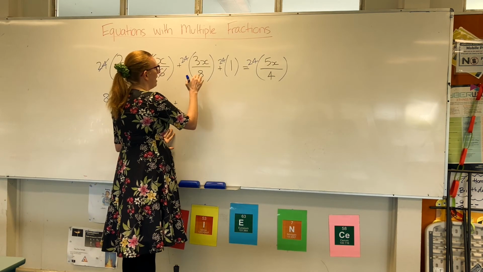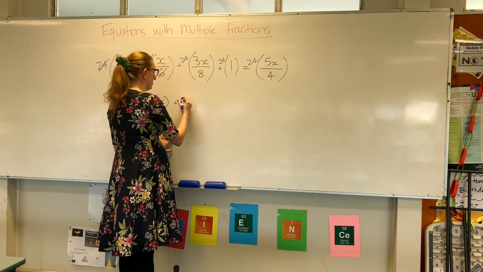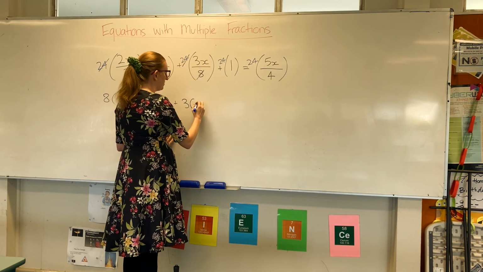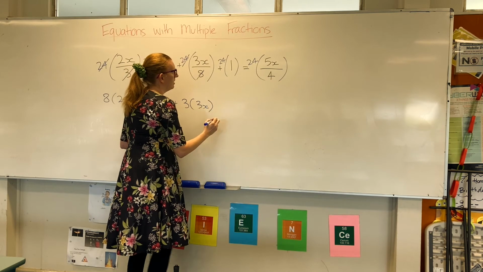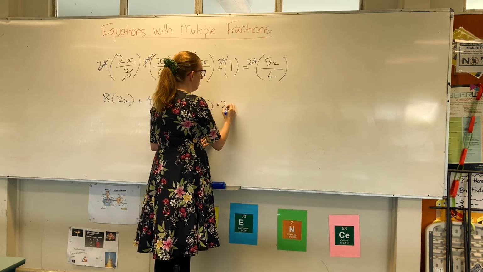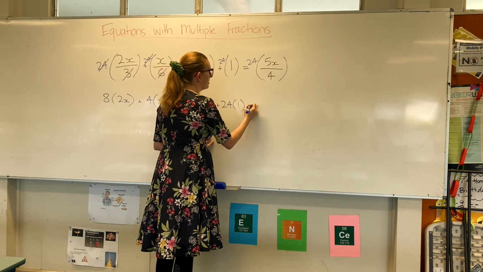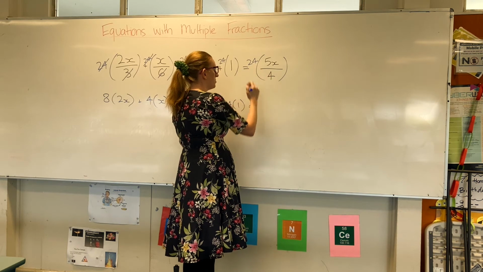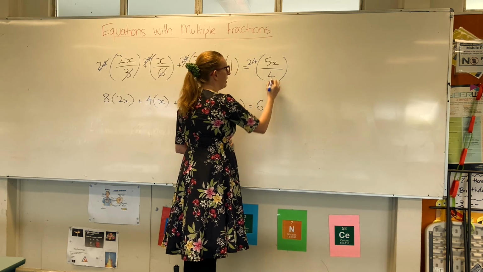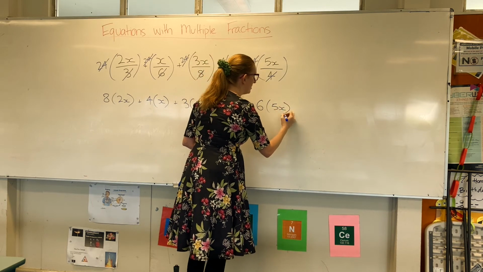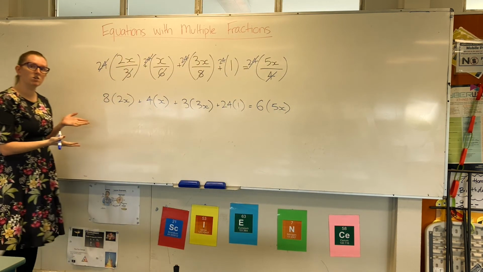Now this one. Okay. How many times does 8 go into 24? 3. So they're cancelled out. So what's left? I've got 3x. This one doesn't have a denominator, so I just write it as it is. So 24 with 1 in brackets. Okay, now this one. How many times does 4 go into 24? Goes in 6 times. So what's left over? 5x. See? Not so horrifying.